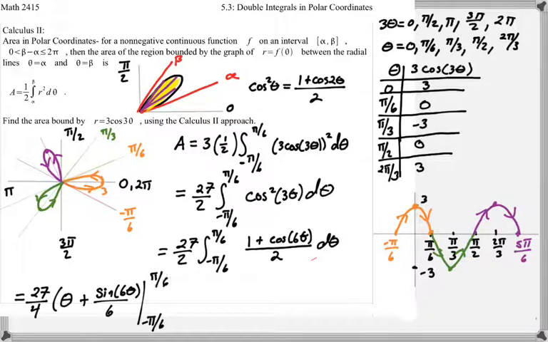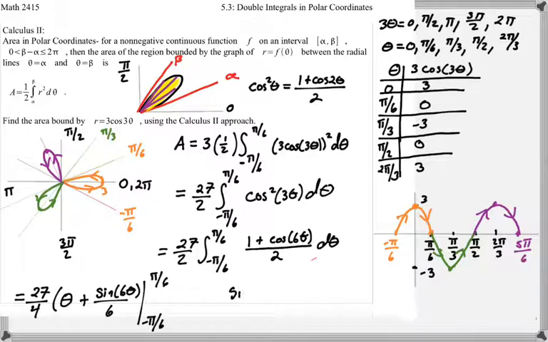Now I don't think I write it down here, but if I plug in pi over 6, I'm going to have the sine of 6 times pi over 6, which is going to be the sine of pi, and that's going to be 0. If I plug in a negative pi over 6, I'm going to just have a negative there, and it's still going to be 0. So I don't think I even bother to write that because that part zeroes out.